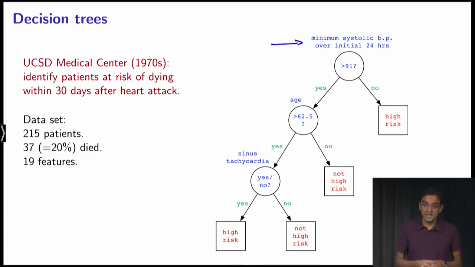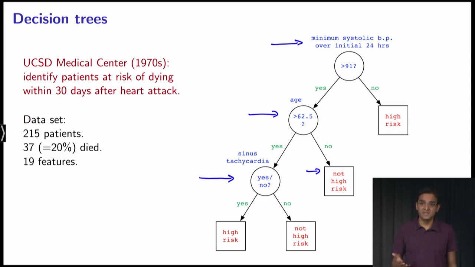If the blood pressure is okay, then the next question is about the patient's age. Is the patient over 62.5 years old? If not, just classify the patient as not high risk. The last question, therefore, applies to patients whose blood pressure is okay and who are elderly. And the question is, does the patient have an abnormal heart rate? If so, the patient is classified as high risk. If not, not high risk. So this is the model.